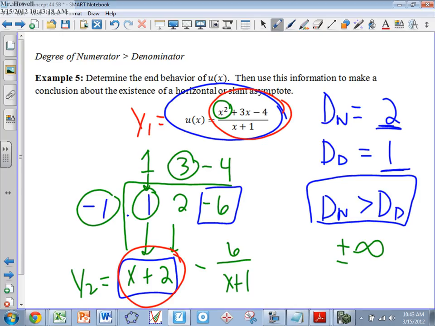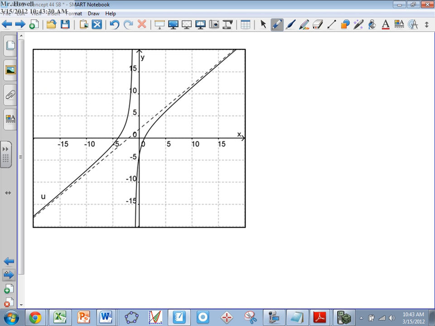So don't call it horizontal or vertical. Here, many of you got this already, but this is what your graph should look like.